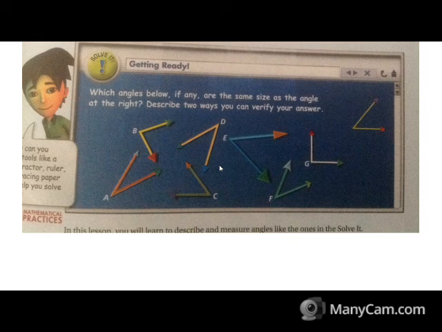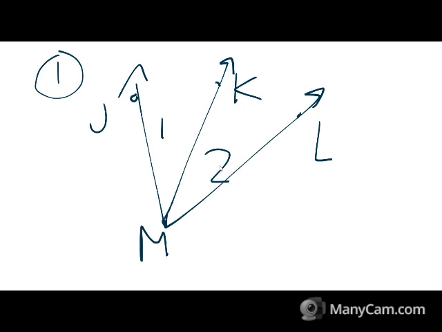When I say describe 2 ways, I mean not just because it looks like the same size. How do you know for sure, besides saying it looks like that? What kind of mathematical reasoning can we use? So let's look at it through the lesson.